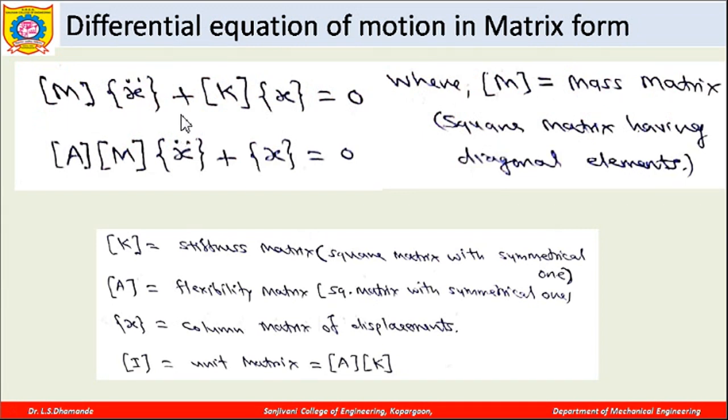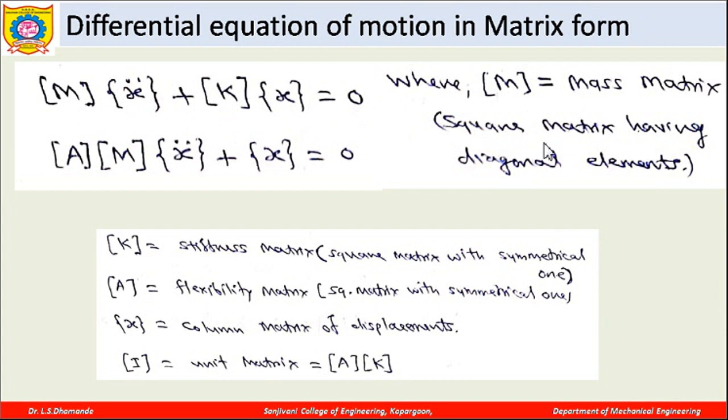So in general, we write the differential equation of motion as m x double dot plus k x is equal to 0. In that, if I write m as a mass matrix, x double dot as an acceleration vector, k as a stiffness matrix, and x as a displacement vector, this is the way you express the differential equation of motion in matrix form. So this m is nothing but the mass matrix.